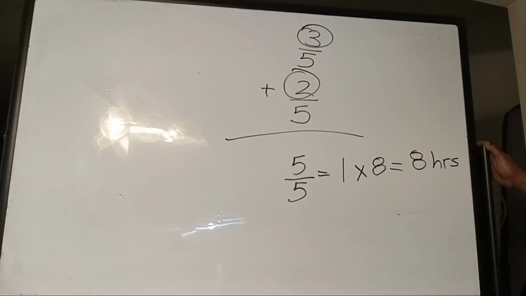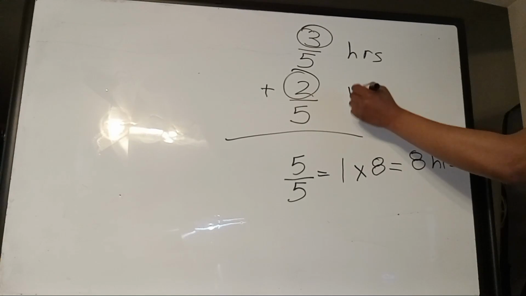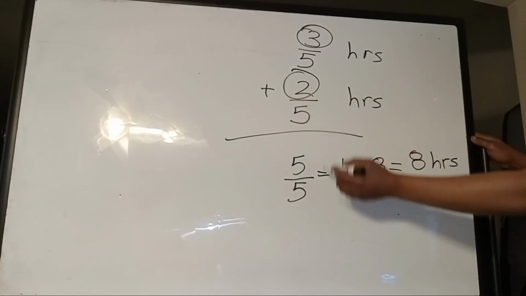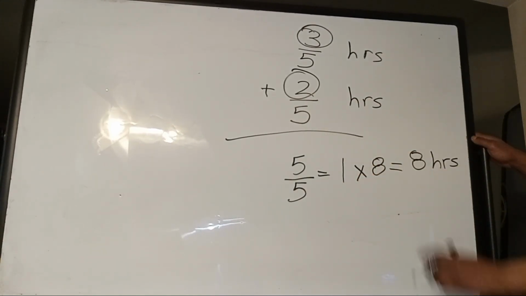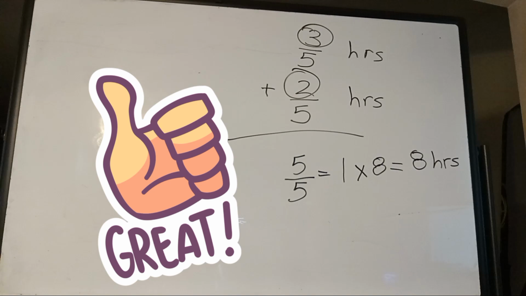8 hours is what he spent because this was 3/5 hours and this was 2/5 hours. And added together, they gave us 1 whole hour. Times 8 gives us 8 hours. And 8 hours is the answer. Great job.